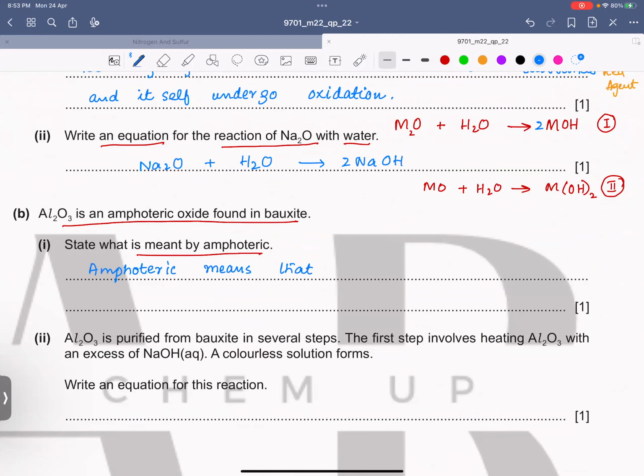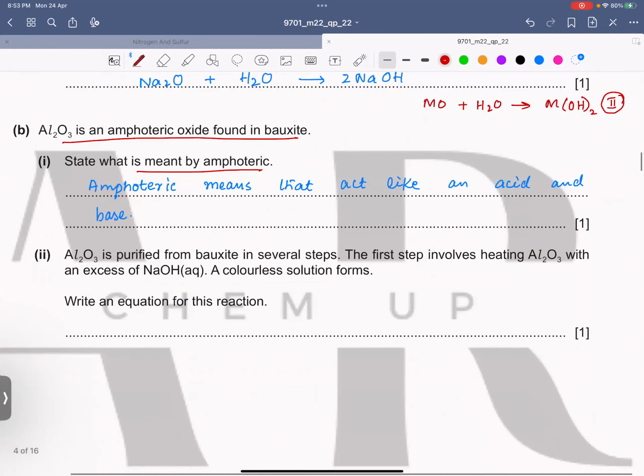that it can act like an acid and a base. Not or, sorry, and base. Or you can write that it can react with an acid and a base as well. Is this clear?